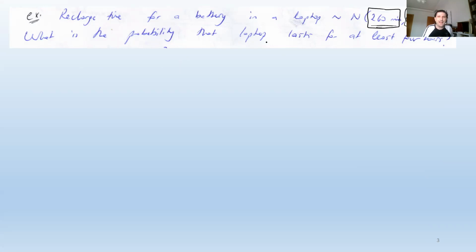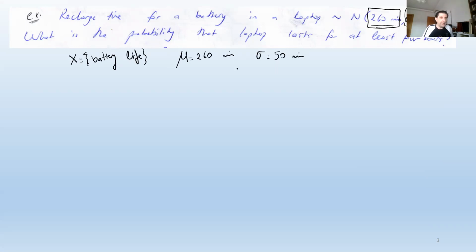What's the probability that a laptop lasts for at least 4 hours? Let's again start with defining our event or our random variable. Please always do it that way. Otherwise, if you just start with x without defining it, I wouldn't know what x is. It's also good practice to define everything mathematically. So x is battery life. Mu of this x is 260 minutes, and the standard deviation of that x is 50 minutes.